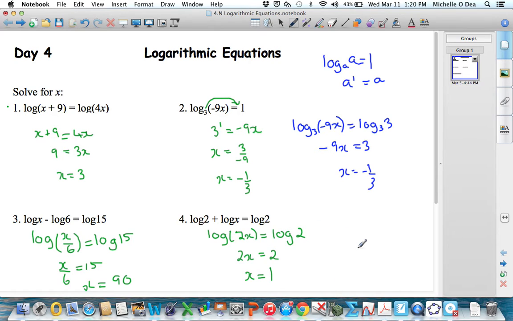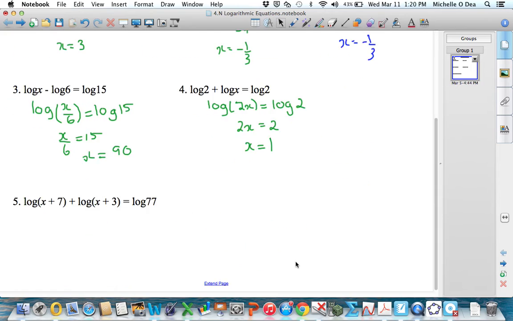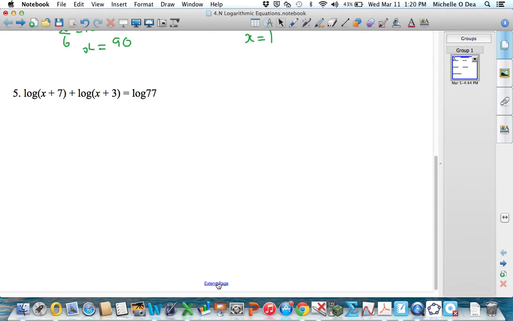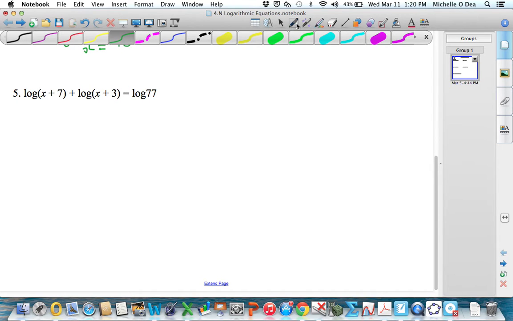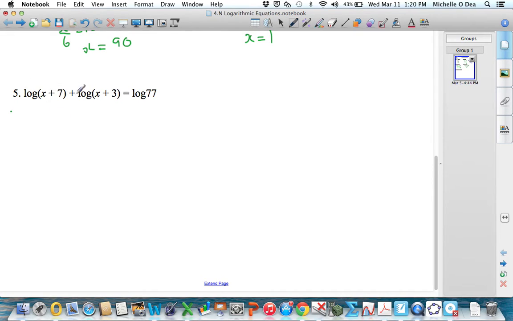All right, so that's the fourth one done. Let me just move down to the last question. The last question is the hardest type of log equation that you'll get, and you'll see why in a minute. We start off the same as what we did in the previous examples. We try and write it as one log on each side.